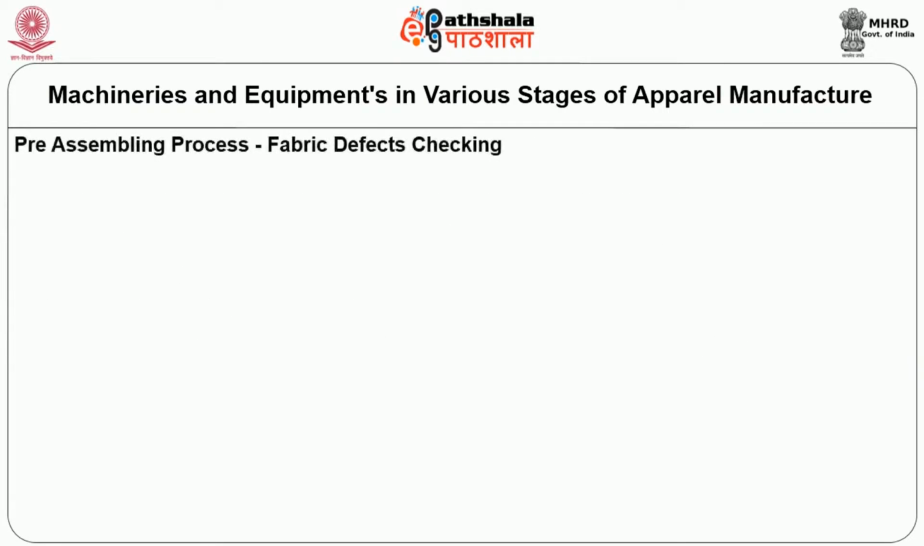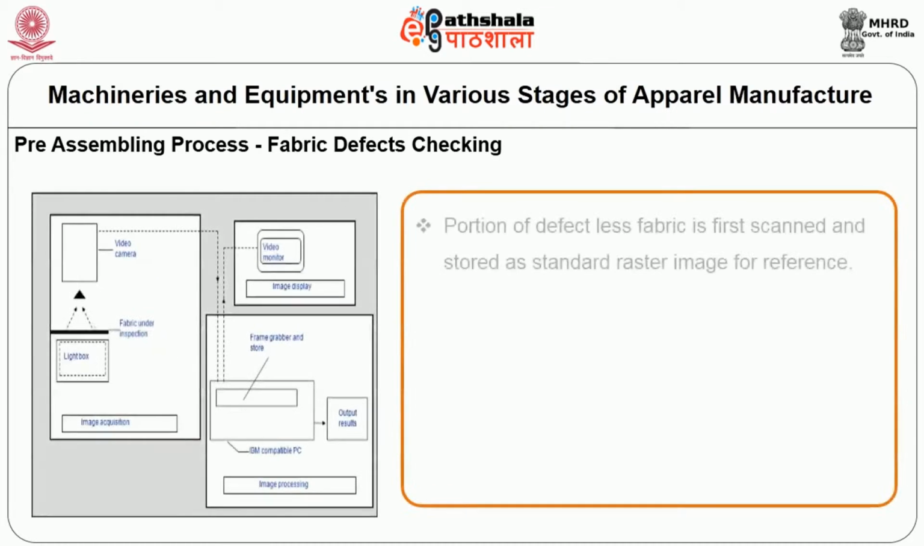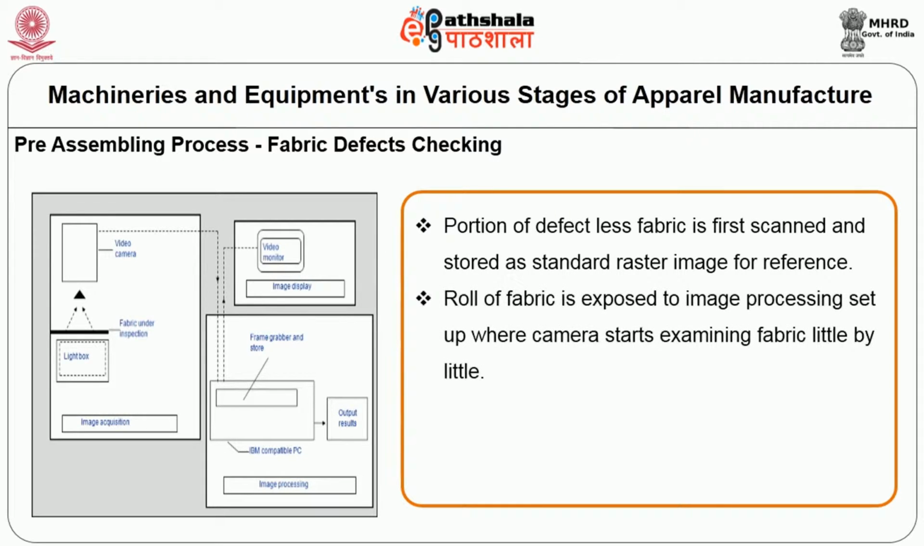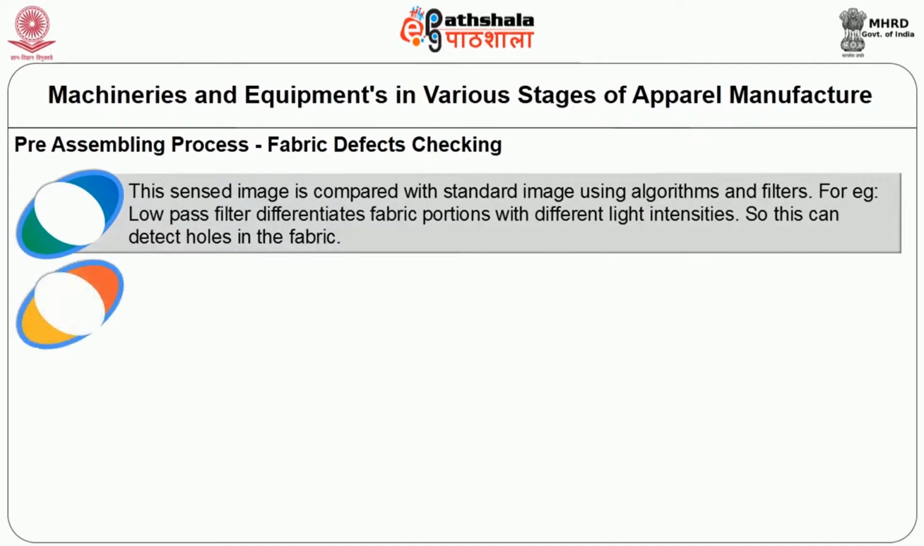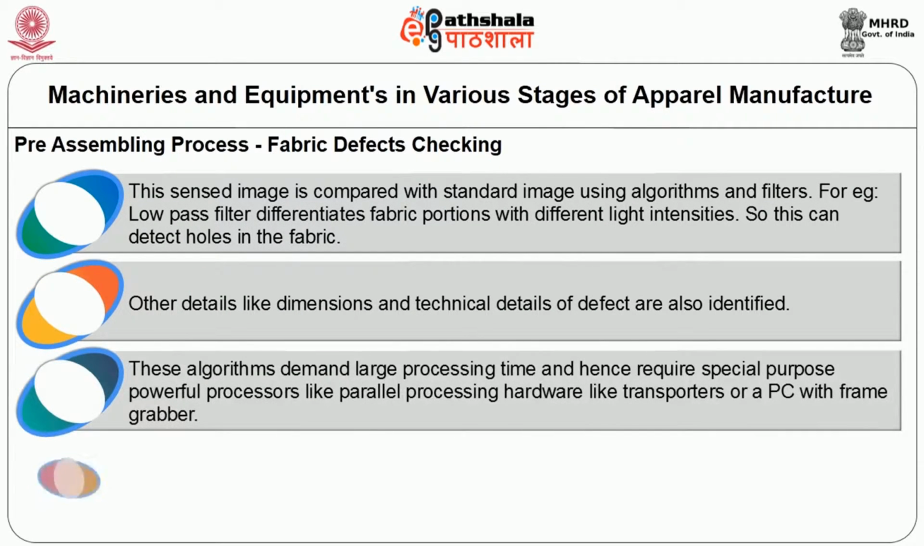So the next thing is the fabric defect checking, again another important technology which is involved. So all the fabrics have to be defectless. So for this we have a system which checks these defects. Portion of defectless fabric is first scanned and stored as a standard raster image for reference. Roll of fabric is exposed to image processing setup where camera starts examining the fabric little by little. Sensed image is translated to digital image by analog to digital converter. And the sensed image is compared with standard image using algorithms and filters.